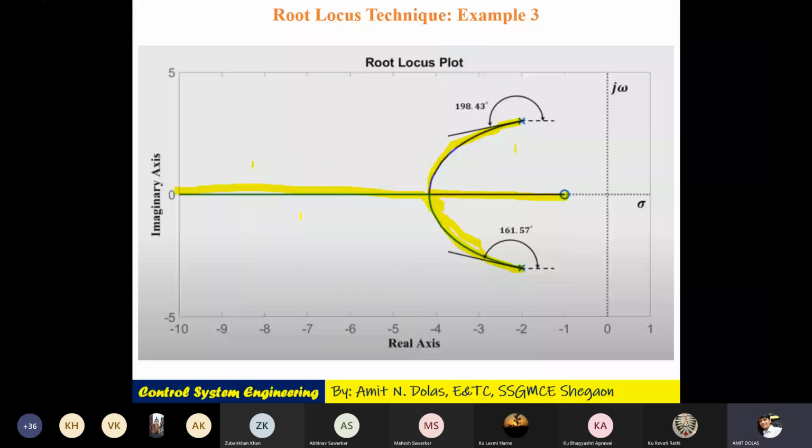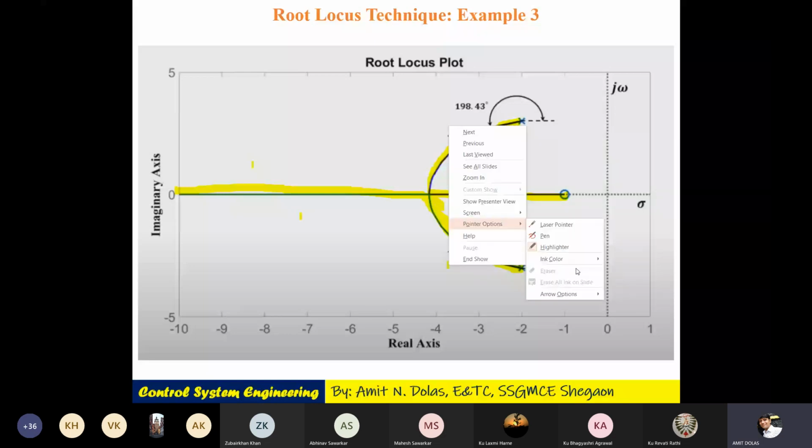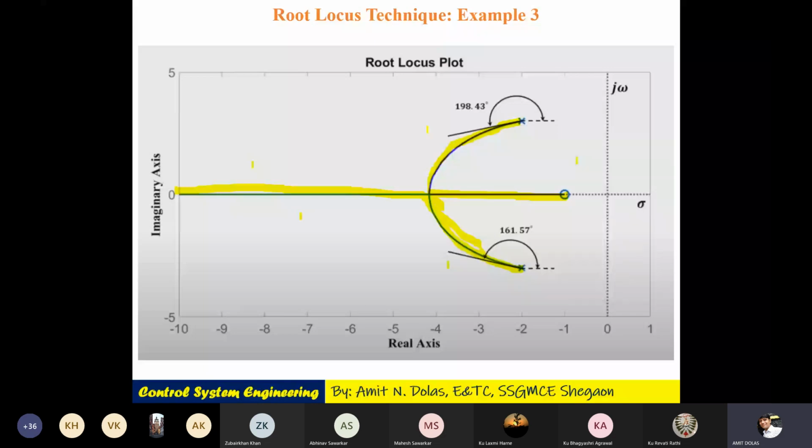Another thing that we have calculated is the breakaway point. So this is the breakaway point. And you can see -4.16 was the breakaway point, which is exactly somewhere here. Okay. So this is all about example number 3.